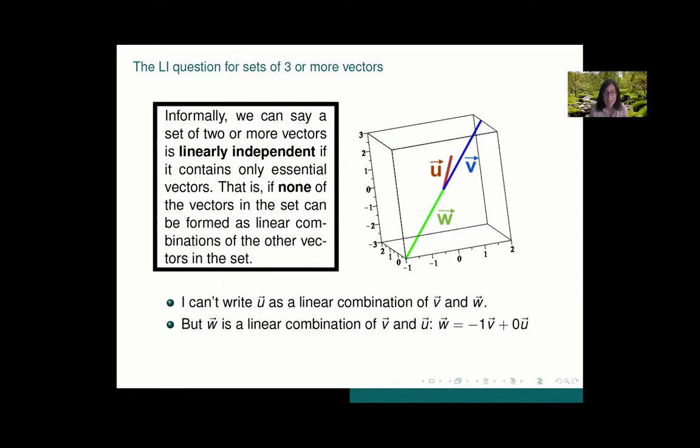W is a linear combination of V and U. It's just -1 times V, so we can write W equals -1V plus 0U. This means the set UVW is not linearly independent, it is linearly dependent.